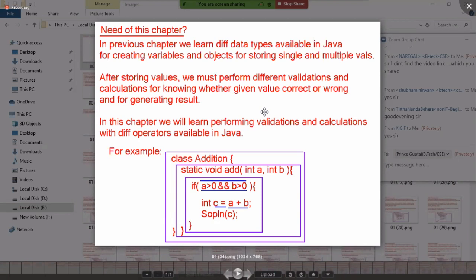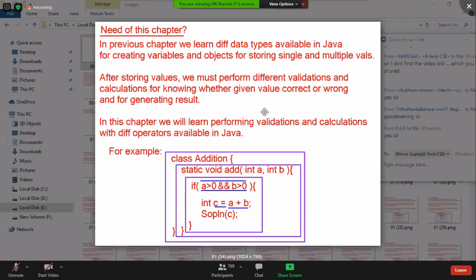Calculation. So tell me, what is the use of this chapter, what are you learning in this chapter? In this chapter you are learning performing validations and calculations. What is the meaning of validation? Checking whether the given value is valid or not. If the given value is valid, then perform calculations. Calculations means what? Generate the result. Up to now, do you understand the need of this chapter? Got clarity? So, comfortable up to now?